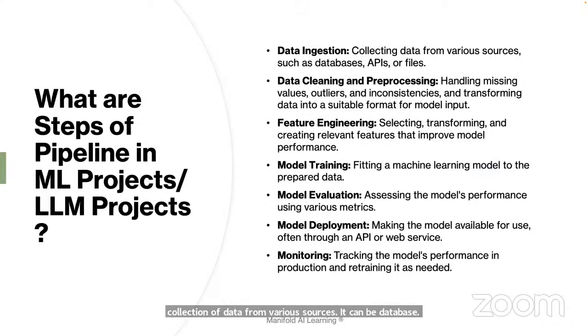And the second step is the data cleaning and data pre-processing. So this would involve handling the missing values, outliers, inconsistencies, and transforming the data into a suitable format so that we can use it for the model input. Then feature engineering, which is about selection, transformation, creation of relevant features that will improve the model performance, followed by the training step. Here at this point, we will fit a machine learning model for the given data set so that we can find the patterns in the data set.